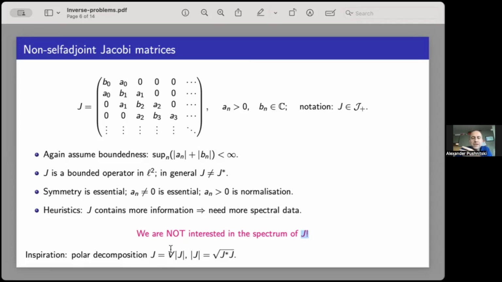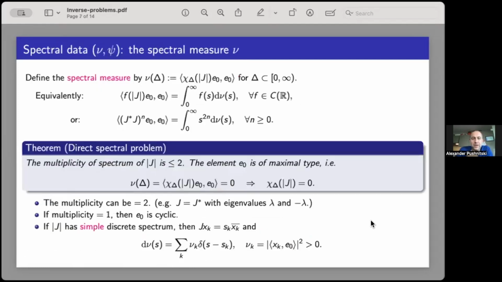You should think of this as some sort of rotations in the Hilbert space. Okay, so I'll try to describe it in the next two slides. So let me describe how we set up this spectral data. As I said, it will be a measure. We'll call it nu, and there will be a function. We call it a phase function psi.